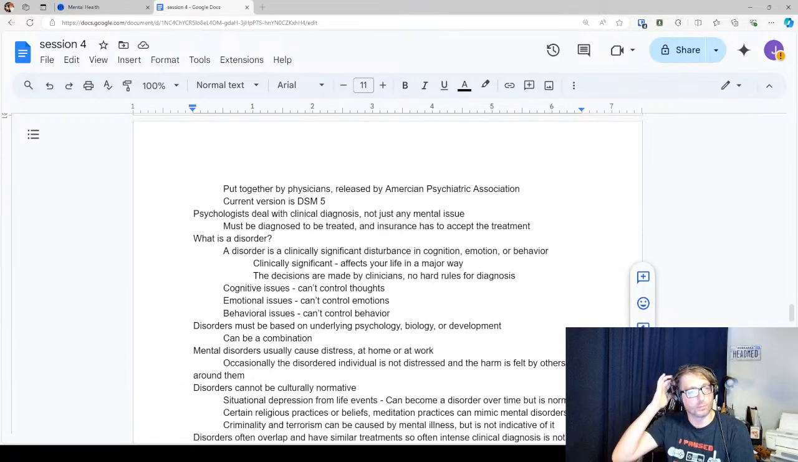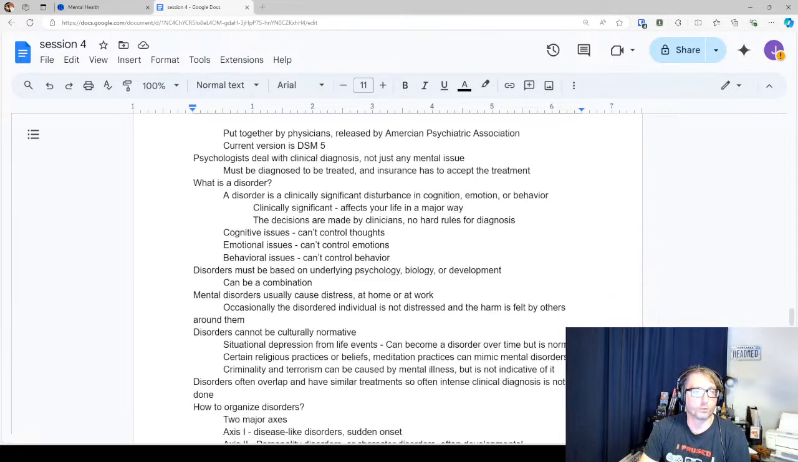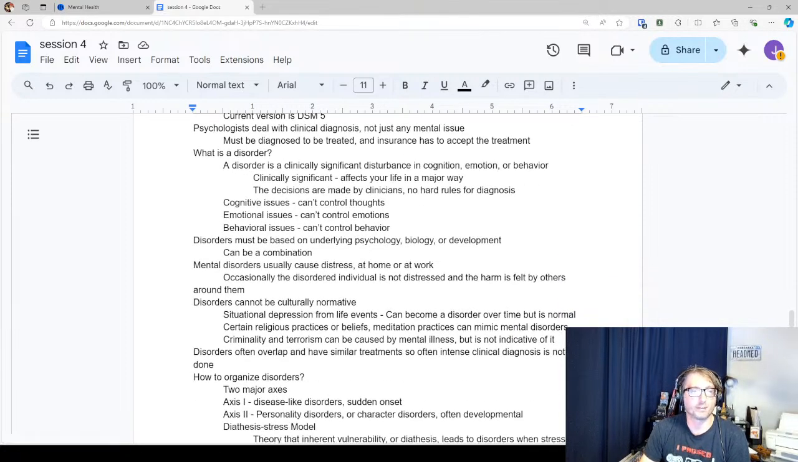Psychologists deal with clinical diagnosis. We can't get treated for just feeling a little sad that day. It has to be diagnosed to be treated. Insurance has to accept the treatment. So what constitutes a disorder? Well, a disorder is a clinically significant disturbance in cognition, emotion, or behavior. It has to be clinically significant and affect your life in a major way.